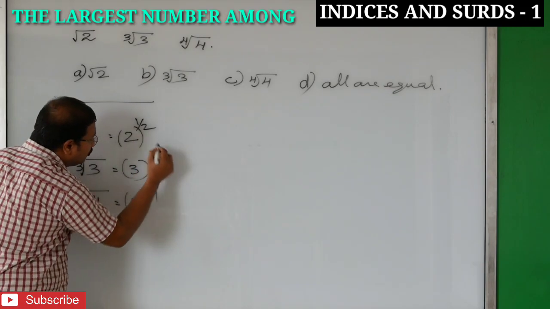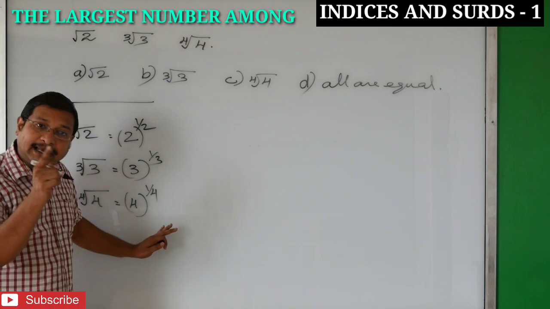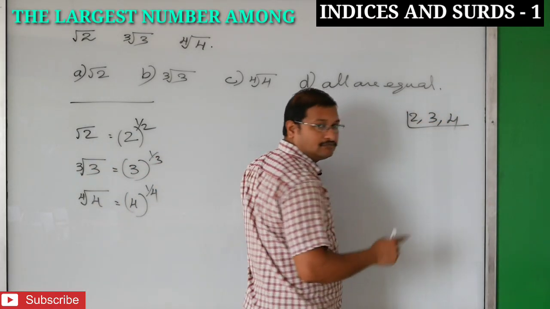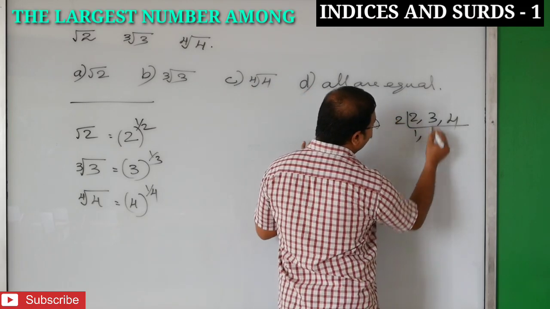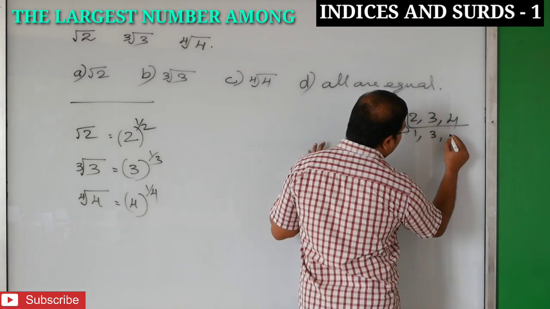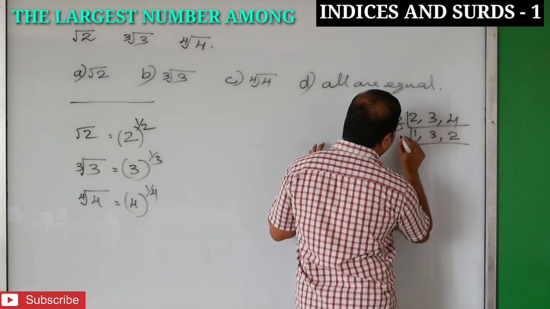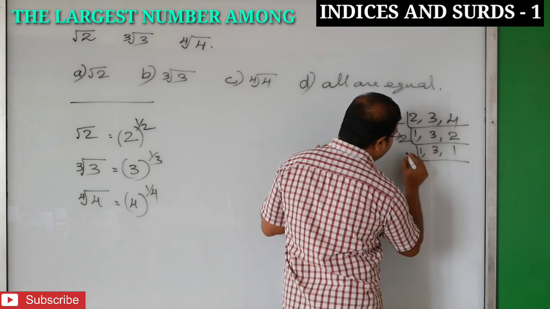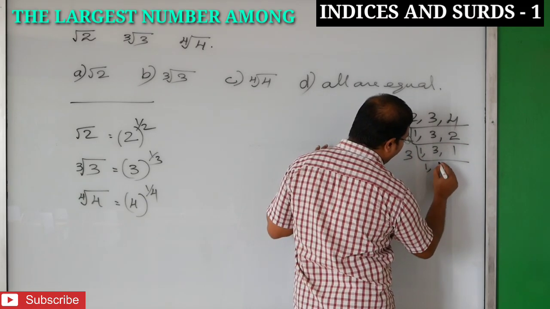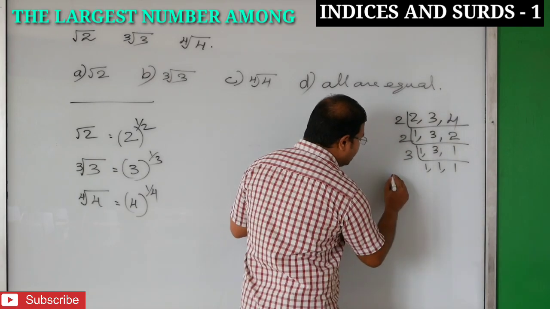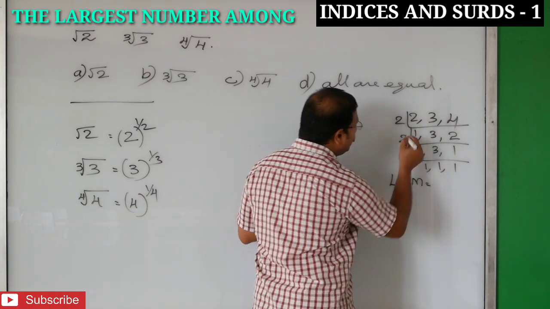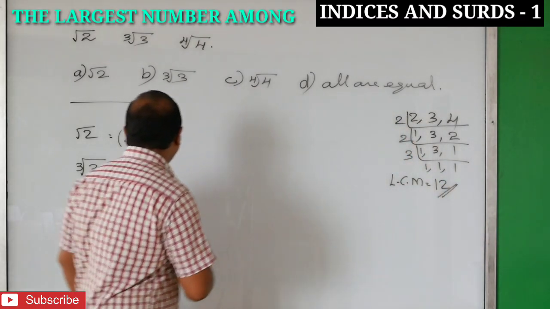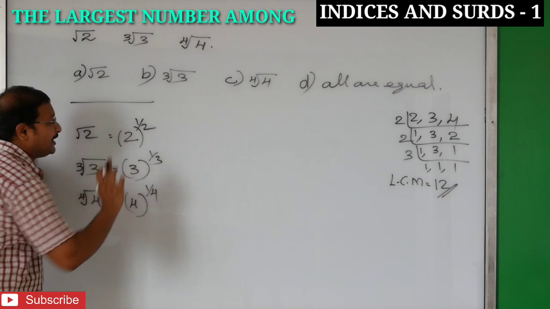After this, see, 2, 3, 4. We have to take the LCM. See, 2, 3 and 4. We'll try by 2. 2 ones are 2, 3 cannot be divided so bring it down, 2 twos are 4. After that again by 2, 1 bring down, 3 bring down, 2 ones are 2. After that by 3, 1 bring down, 3 ones are 3, and 1 bring down. That means LCM is 2 into 2, 4, 4 threes are 12. Ready? That means we are going to make the power 1 by 12.